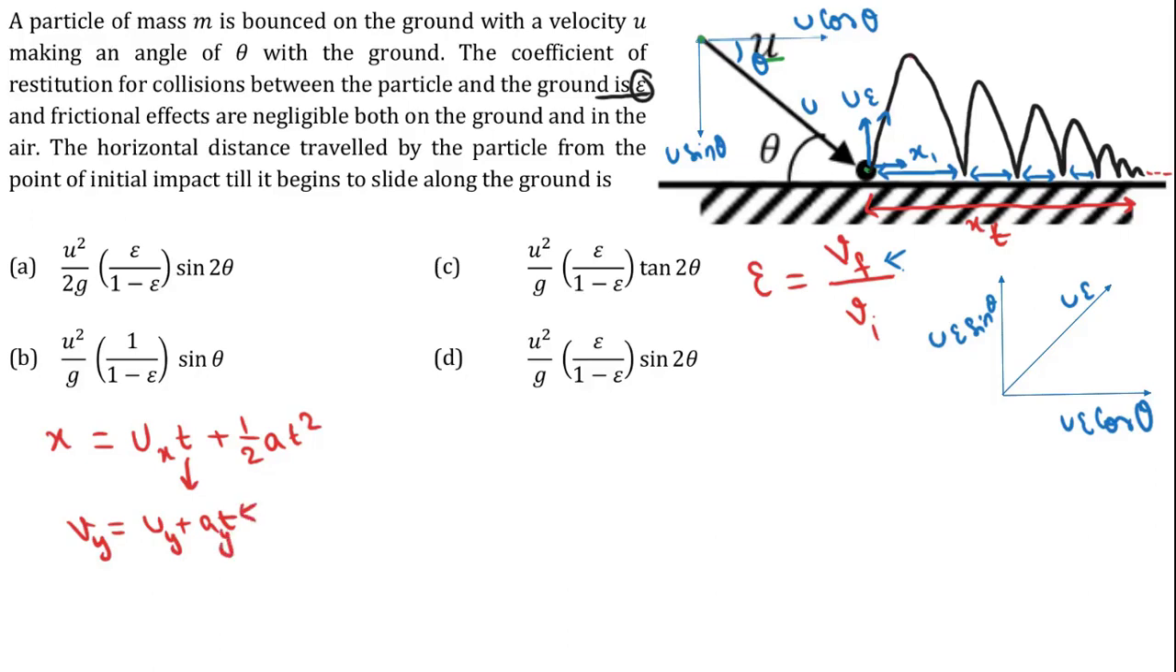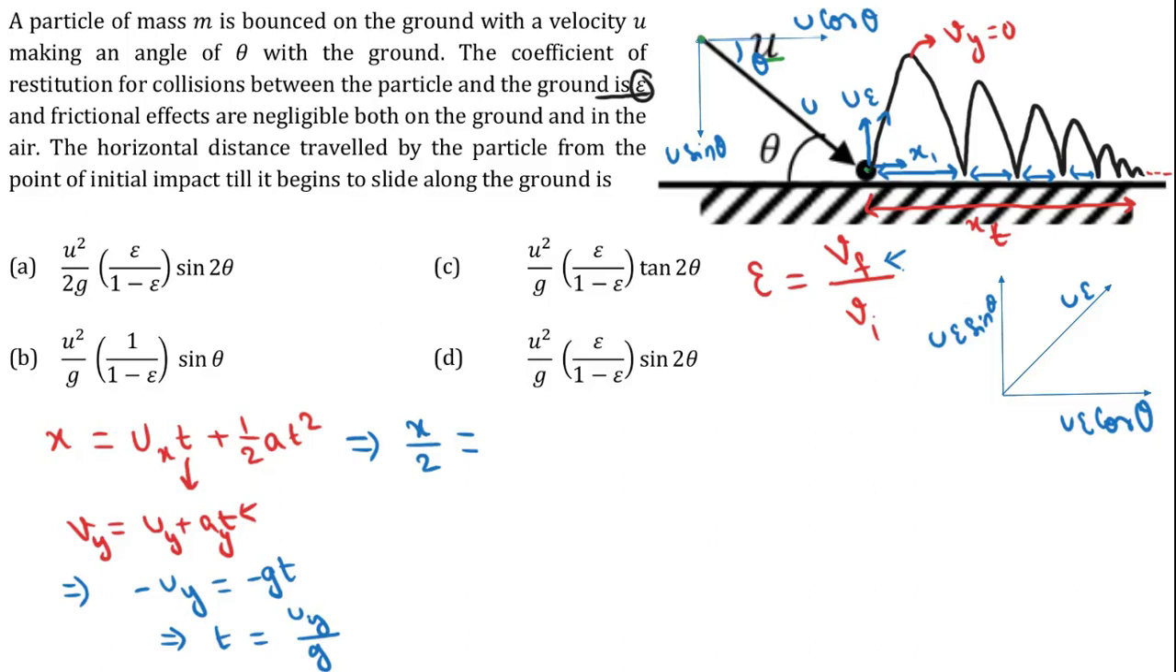Now if we look at the peak here, the velocity in the y direction is 0. So what we can do here is put 0 for vy, and we get minus uy equals minus g times t, as g works in the opposite direction, so the time is equal to uy divided by g. We can put that up here to get half of x, because of course we are only taking up to the peak, the time up to the peak.